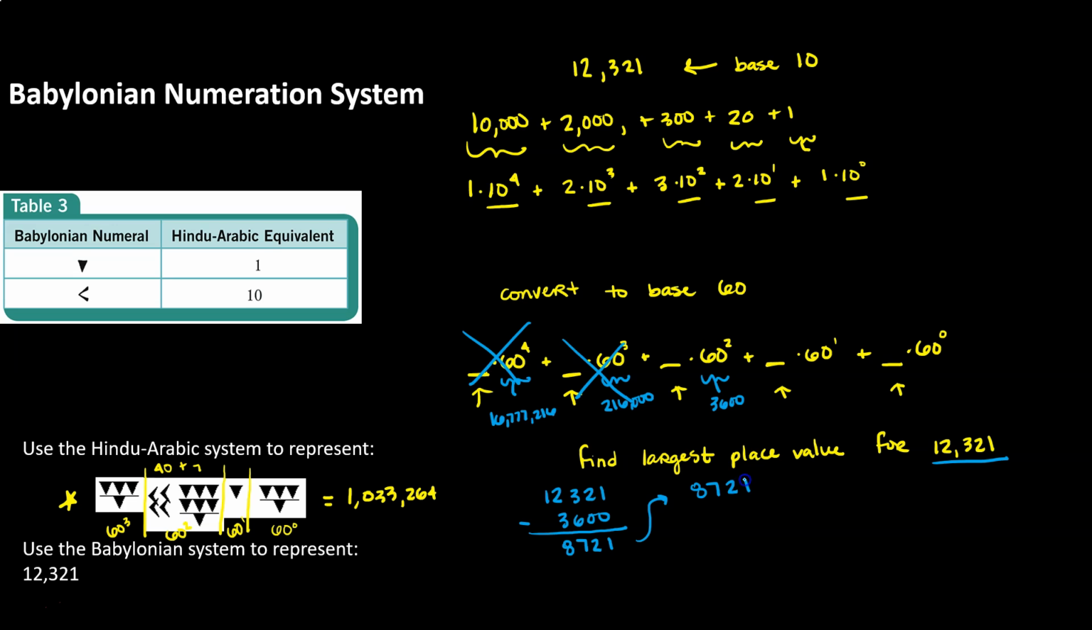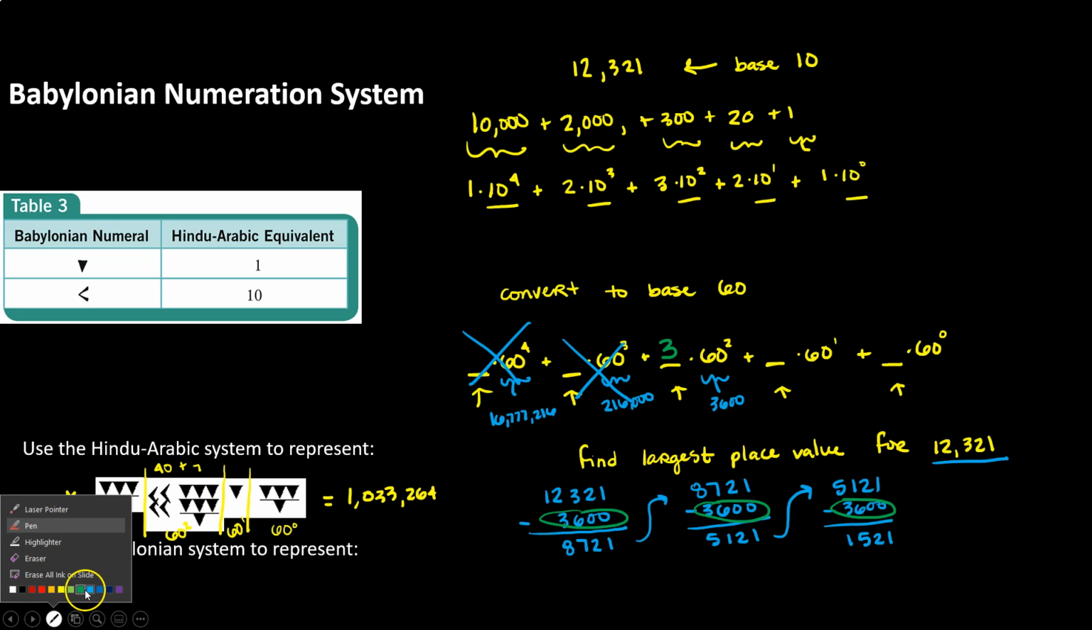So we take the leftover, which was 8,721, and we remove another 60 squared. That leaves us with 5,121. There's plenty there, so let's remove another 60 squared. And that leaves us 1,521. Now let's count back. We removed 60 squared a total of 1, 2, 3 times, which means we should have a 3 in that place value. Removing 60 squared 3 times did not finish the problem for us though.